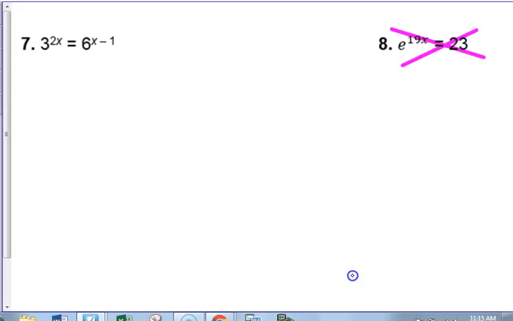This is kind of icky because you're going to have ln on both sides. Try this. You can do log. I just don't like writing log. It's an extra letter.